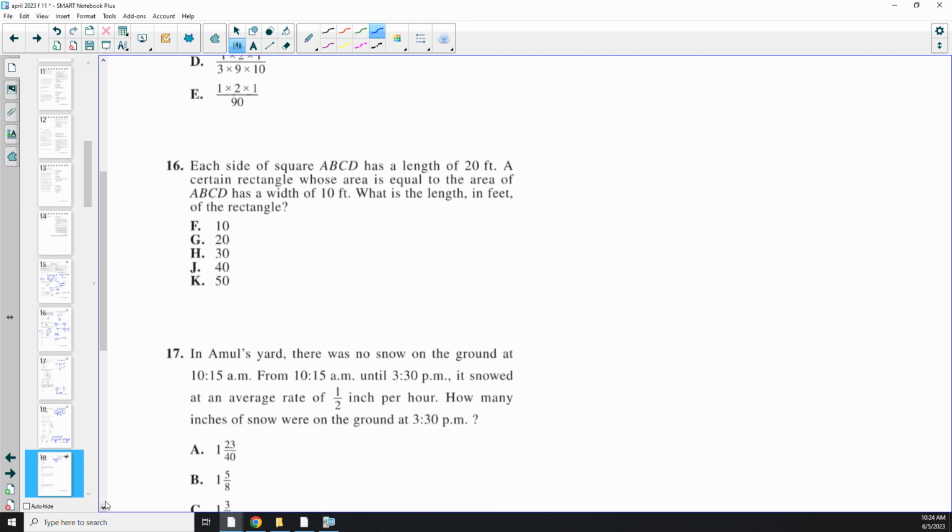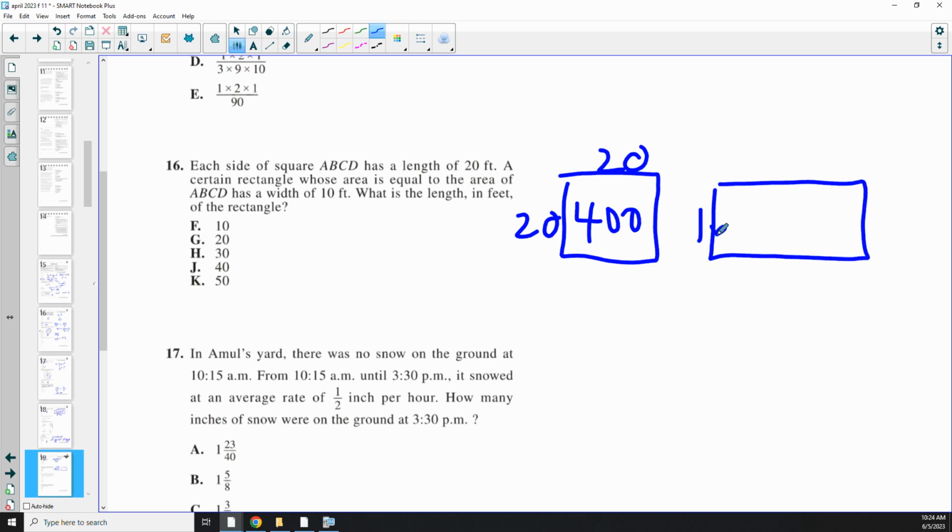Famous question. A side of a square is 20 by 20, that makes the area 20 times 20, and the rectangle is 10 times what? So the answer is 10 times what gives you 400, and the answer, of course, is 40.